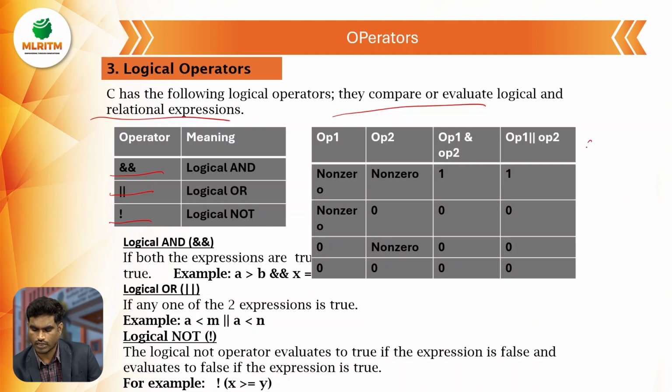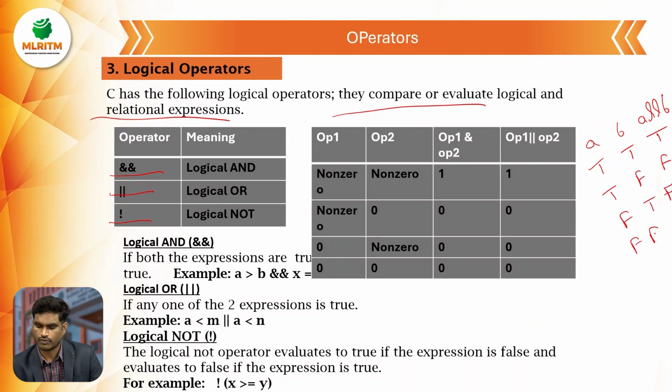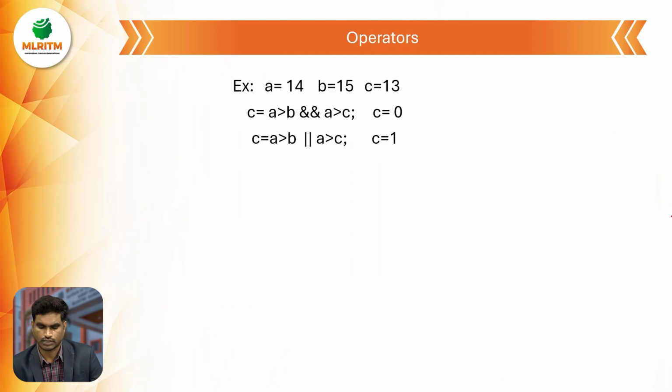A, B, A and B. Here, when both are true, the result is true. A is true, B is false, the result is false. A is false, B is true, the result is false. Both false, the result is false.